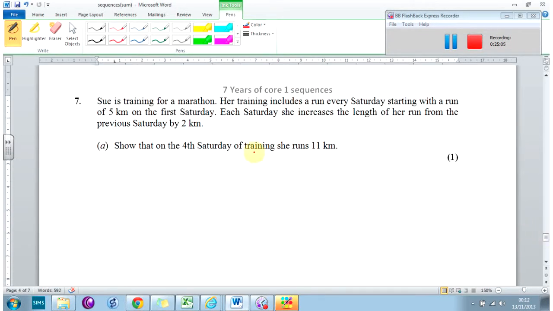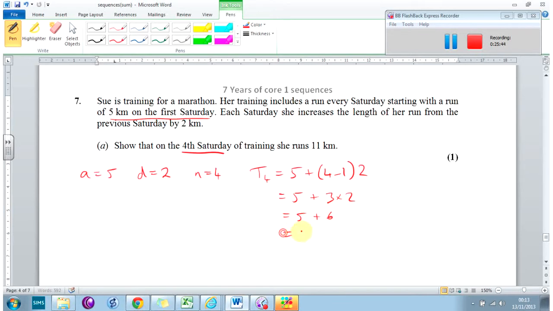And now we come on to our last question with Sue, who's training for a marathon. Every Saturday, starting with 5 kilometres. So what have they told us there? They've told us that A is equal to 5, and each Saturday she increased it by 2, so D is equal to 2. And this is on a particular Saturday, so N is 4, and it's the nth term. So it's the 4th term, and it's A, which is 5, plus N minus 1, D. So it's 5 plus 4 minus 1, which is 3 times 2, which is 5 plus 6, which is 11. QED. We've just shown it.